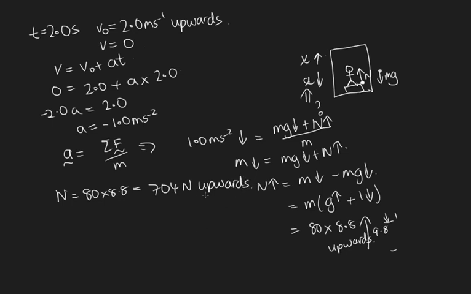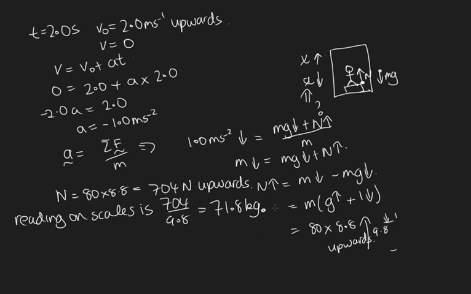So now we need to work out what the scales read. To convert from the force in newtons to what the scale actually reads, we just need to divide by 9.8. So reading on scales is 704 over 9.8, which is equal to 71.8 kilograms. So slightly less than his normal 80 kilograms. So this is why when the lift is moving up and it slows down, you feel a little bit lighter. The floor is not pushing on your feet with as much force as it was when it was travelling with a constant velocity.